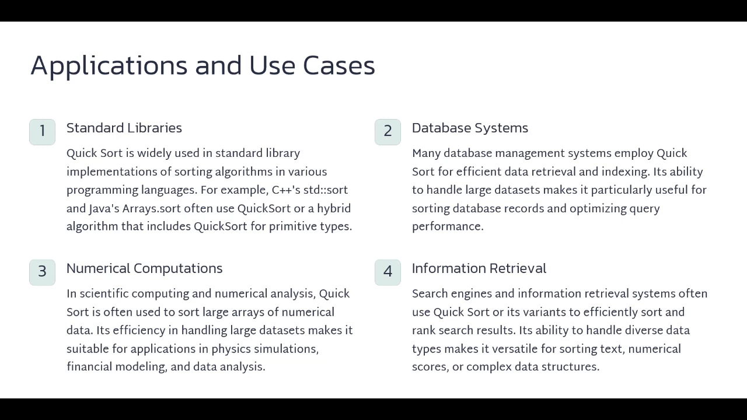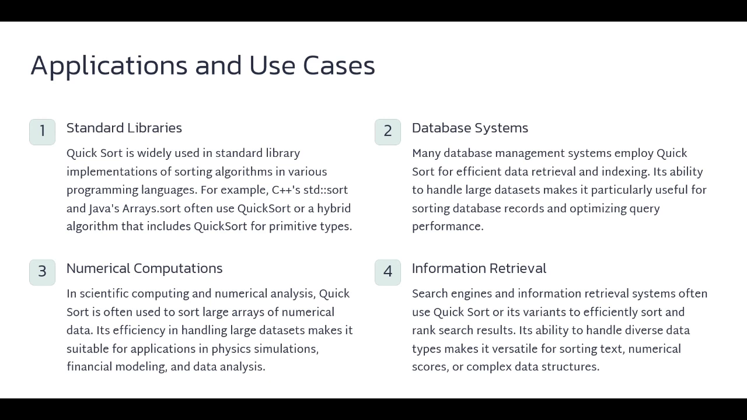types. Database management systems employ quicksort for efficient data retrieval and indexing. Its ability to handle large datasets makes it particularly useful for sorting database records and optimizing query performance. In numerical computations, scientific and numerical analysis, it is mainly used to sort large arrays of numerical data. Its efficiency in handling large datasets makes it suitable for applications in physical simulations and financial modeling.